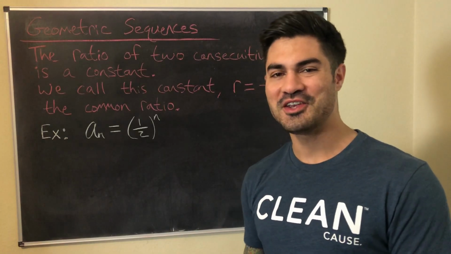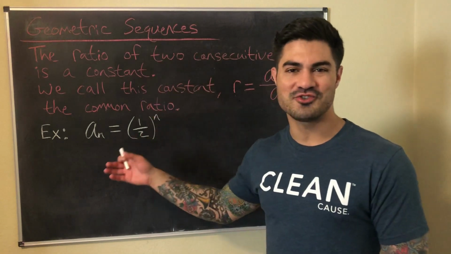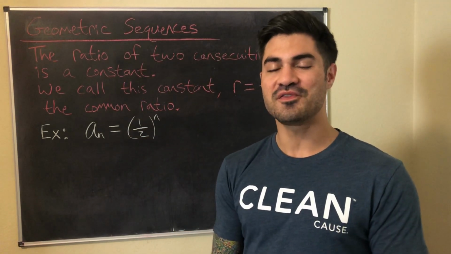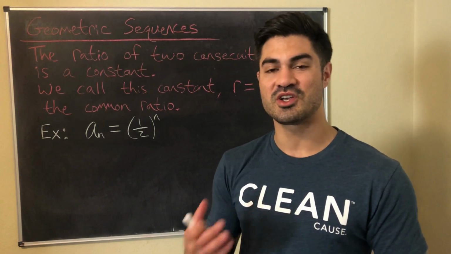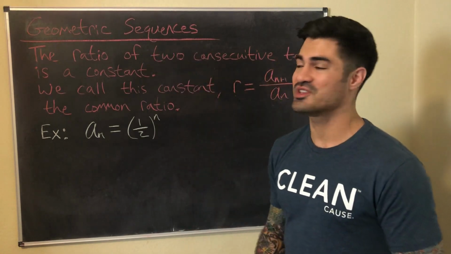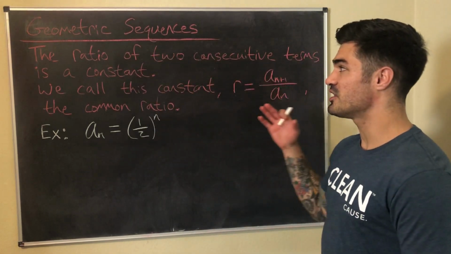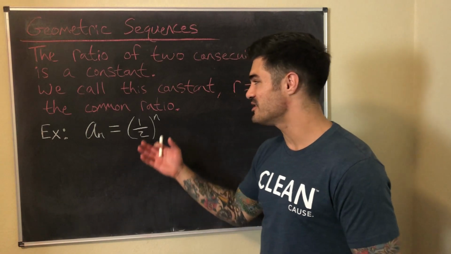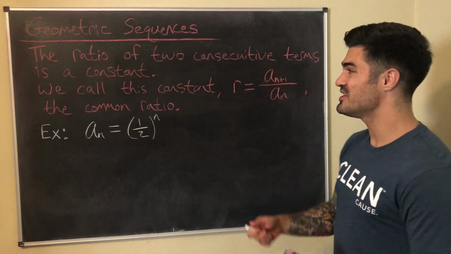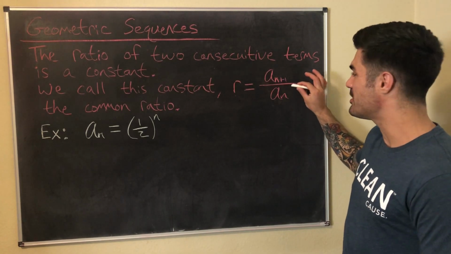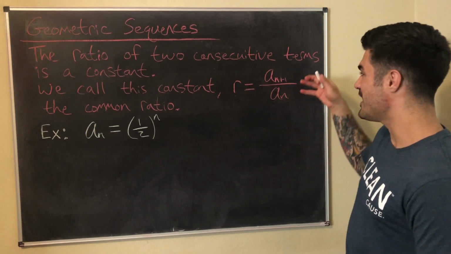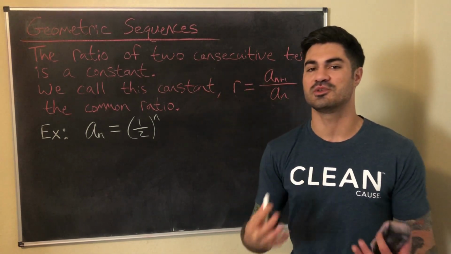All right, so now we're finally going to make the transition into talking about geometric sequences. So remember, with arithmetic sequences, the difference between two consecutive terms was a constant. We called that constant the common difference. Well, with geometric sequences, the ratio of two consecutive terms is a constant, and we call that constant the common ratio, right? And we write it as r. And basically what this means is that if we take a term and divide it by the previous term, we get a constant. And that constant is true for any two consecutive terms of the sequence, right?